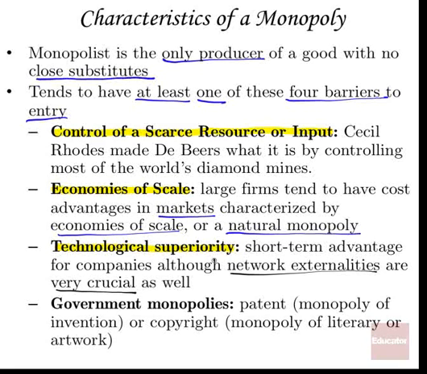And the last type of monopoly is actually a government monopoly, and this one is fairly self-explanatory. For example, a patent, which is a monopoly of invention. So if you create something, you create a patent for it. Or a copyright, which is a monopoly of literary or artwork. So if the government grants a monopoly, then it is the only entity that can actually produce that particular product.